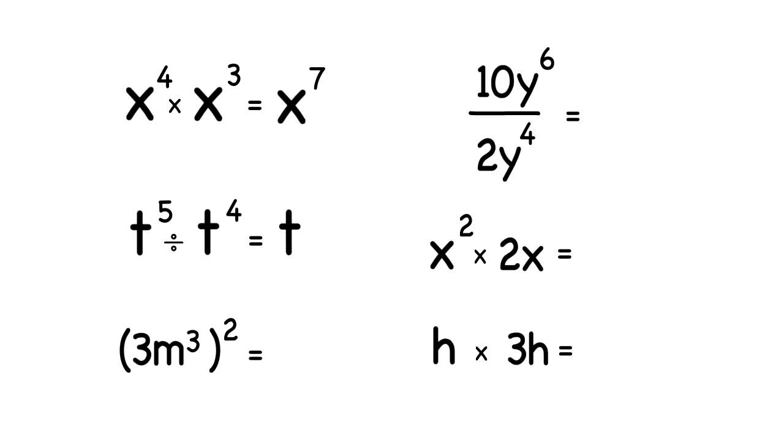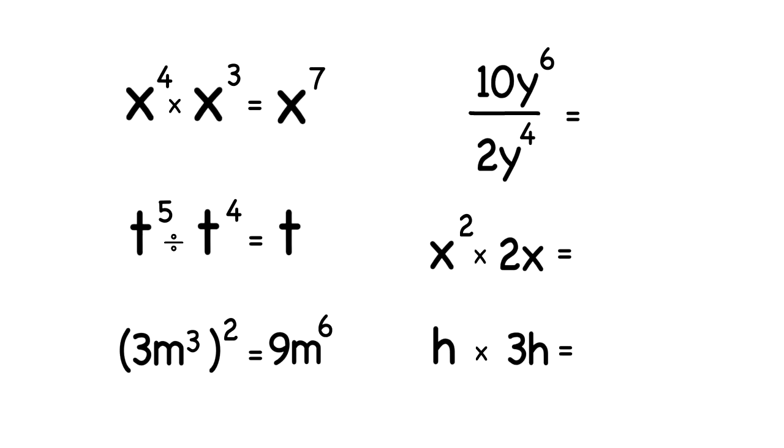In this question, to deal with my larger number, I have 3 to the power of 2, so 3 times 3 is 9. Then to deal with my powers, I've got m to the power of 3 inside a bracket and 2 on the outside of the brackets, so I can times them, which means that the overall answer will be 9m to the power of 6.